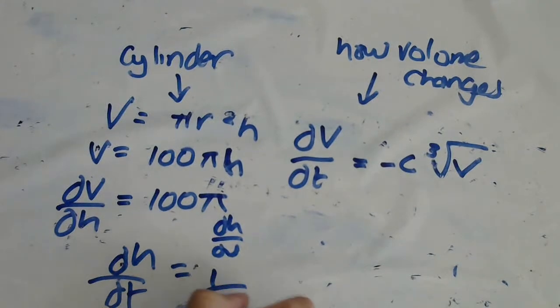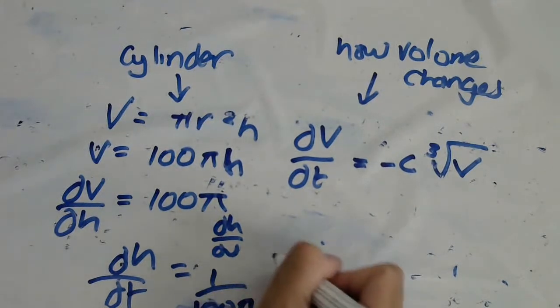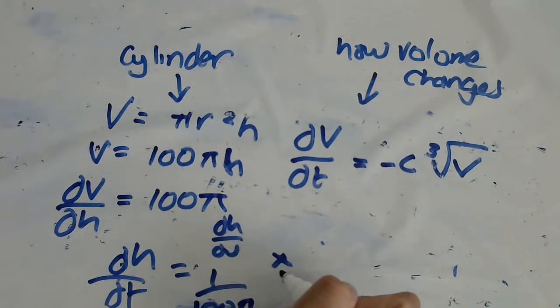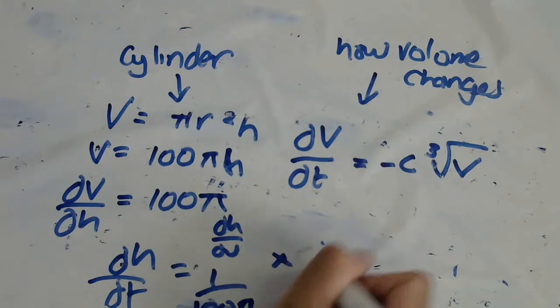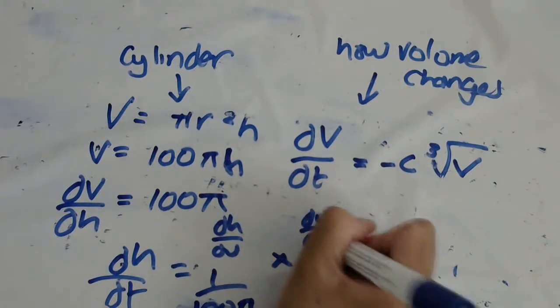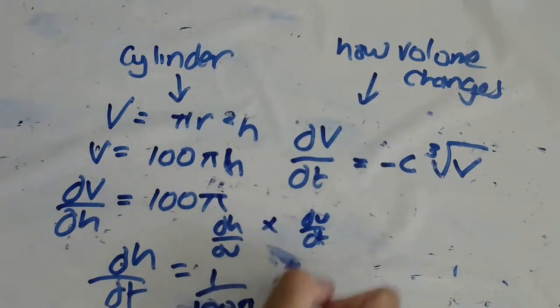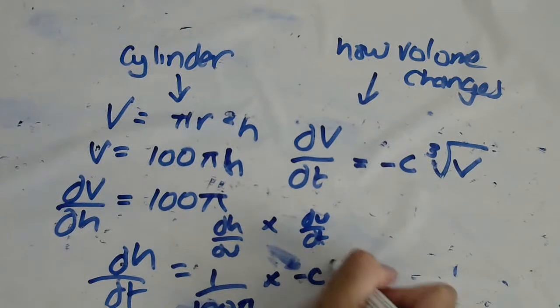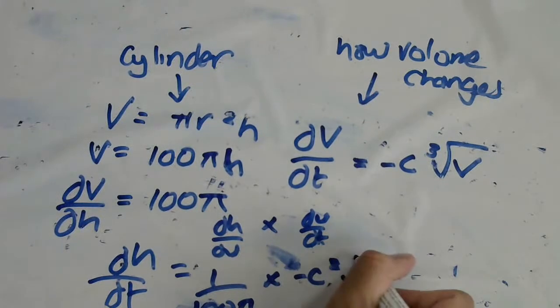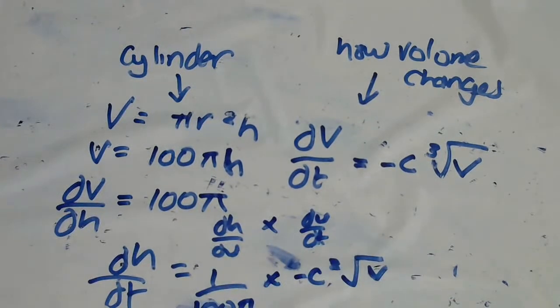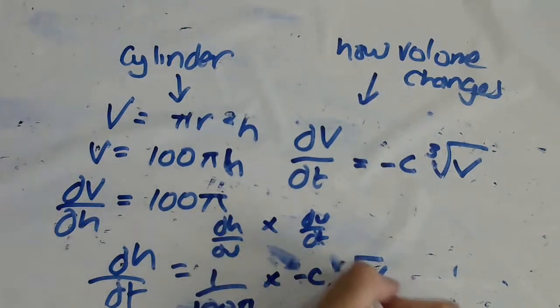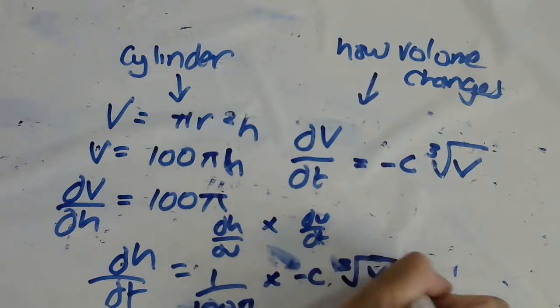And dV/dt is already the right way around. So that's just going to be minus c times the cube root of v. Sorry, it's not c cubed, I copied it out wrong. It's minus c, the cube root of v.